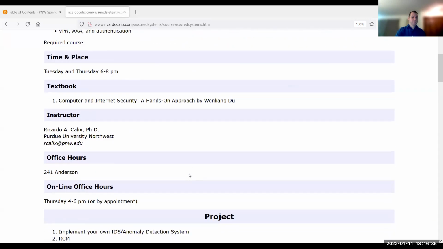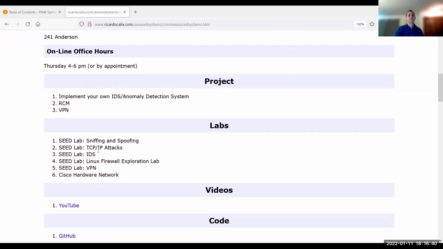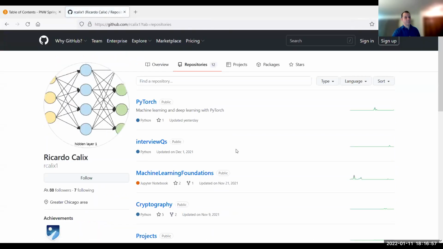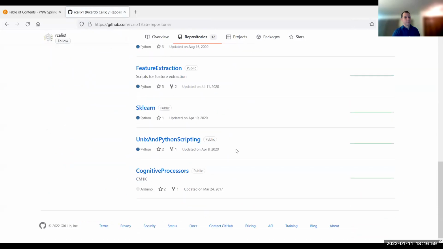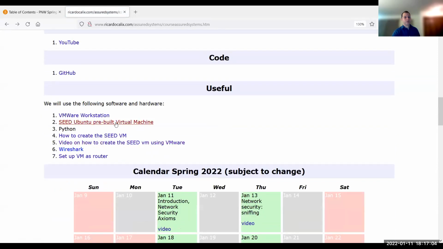As far as the topics, we'll be using some of the SEED labs, and we'll be doing some of these labs for the course. The videos will be posted on YouTube here on this link. On GitHub, if I have any scripts or anything related to the course, I will be posting them on here. Some useful information that might be of use to you.